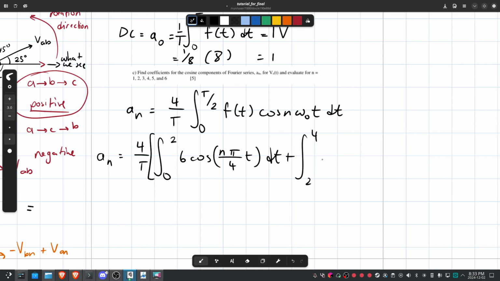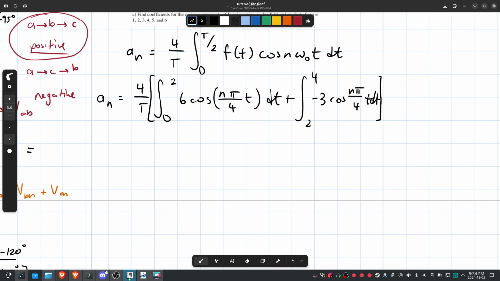Move that along. This is going to be negative 3 cosine of n pi over 4t dt. He just barely fit. Perfect. You do the math. This is all just algebra.